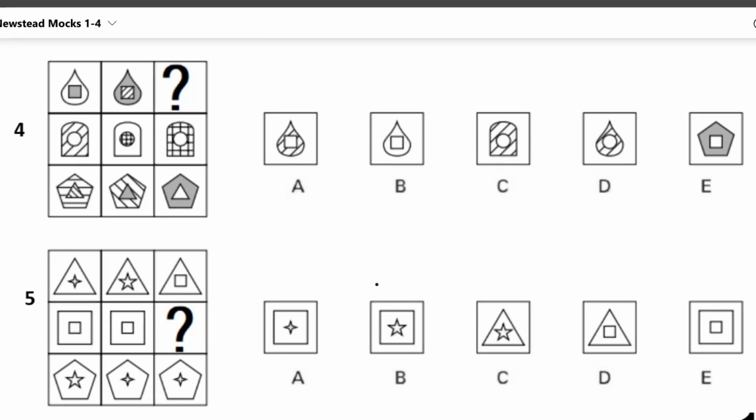For question 4, the main layout of the shape is always going to stay the same. We have like a banner with a circle every single time, so we're going to have a teardrop with a square every single time, so we can cross out C and E. We always have some shading, and if we focus on these two, whatever shading is in the middle is going to come to the outside. If there's hatching in the middle, it's going to come to the outside. D has the circle in the middle, so we have hatching on the outside, we get A over here.